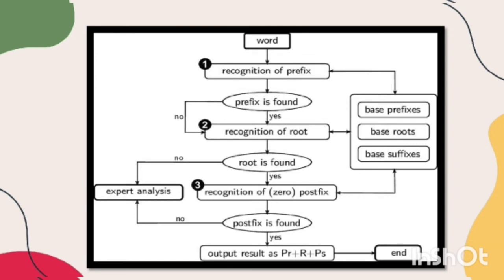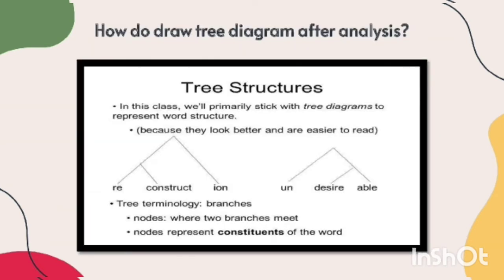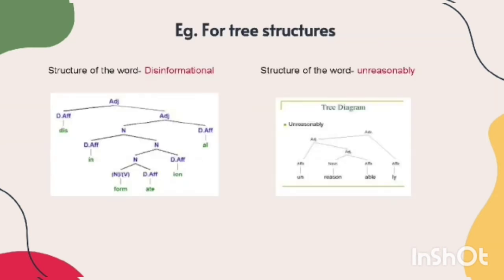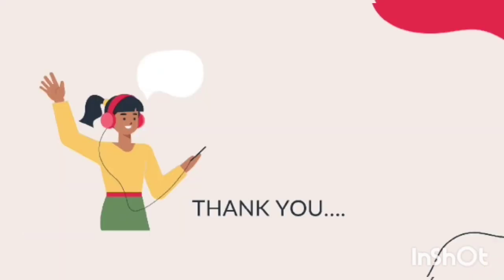So how do we draw a tree diagram after the morphological analysis of a word? Here in this picture we can see the tree terminology and the branches which classify and deconstruct each word. The word reconstruction is classified into reconstruct and -ion, and classified into branches, and the same we can see for undesirable, and more examples of tree structures are given in the next slide. The structure of the words informational and unreasonably can be seen, where it is distinguished by verb, adjective, and further classifications. And that is all we can say about this morphological analysis.